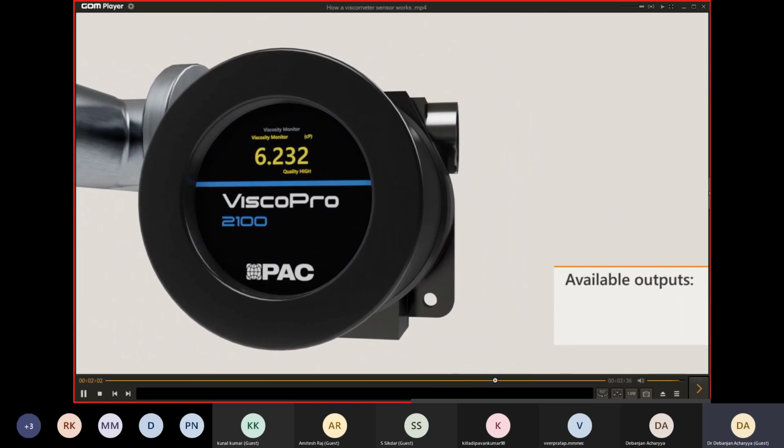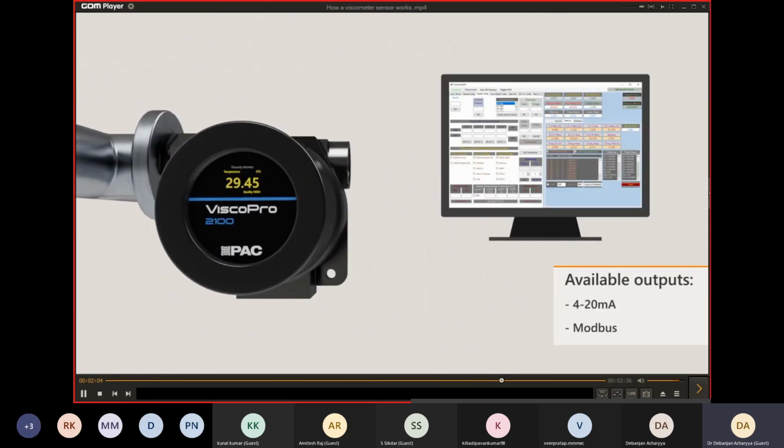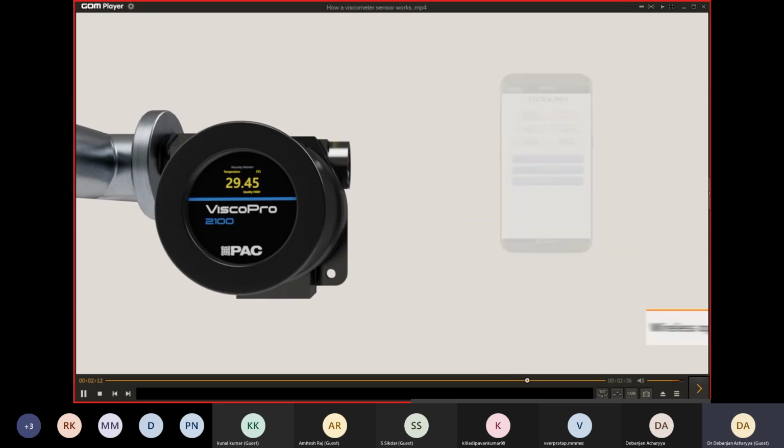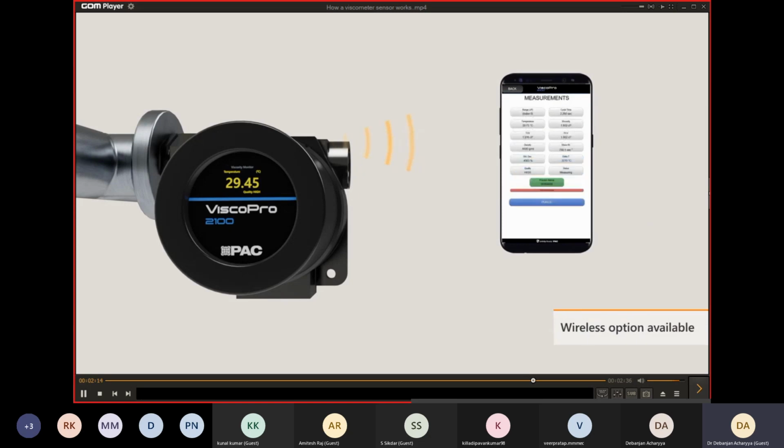Outputs are available in 4 to 20 milliamps and Modbus to allow customers access to information where they need it most. The user interface can be either hardwired or accessed on a smartphone via the wireless option. The UI allows for changes in settings, units, and calibrations, as well as downloading of the error log and data log.